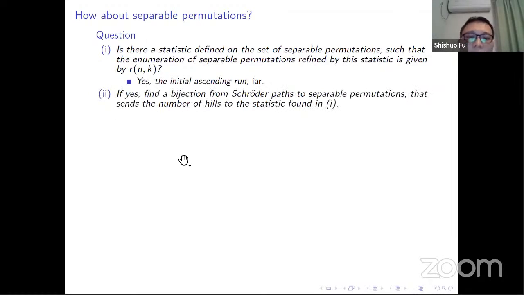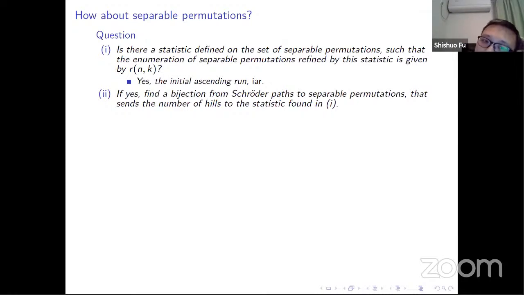And they have a different name for it also. Yeah. Okay. Then once you find this statistic, can we successfully explain, using this new statistic, in a similar way the recurrence relation combinatorially? Ideally, we can find a bijection from Schroeder paths to separable permutations, such that the number of hills, remember that's the K in the Schroeder path case, will be transferred to this new statistic, namely IAR, initial ascending run.